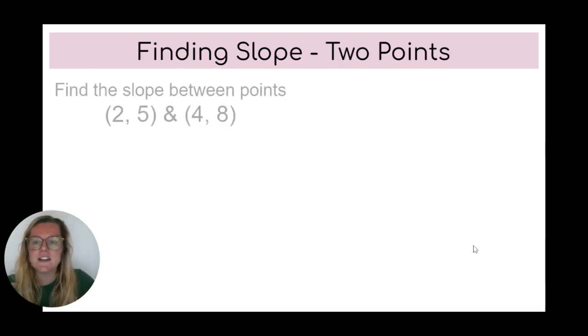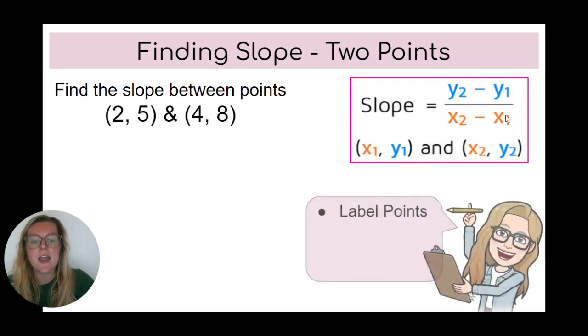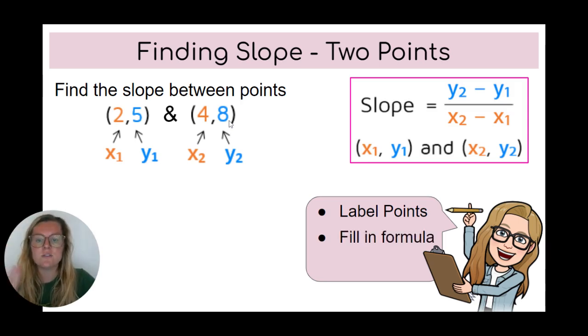Okay, so let's look at an example. We're going to find the slope between these 2 points. When we're finding the slope, again, we need to use this formula. And step 1 is going to be to label the points. So notice x1, y1. We're going to say, hey, this is the x value of our first point. This is the y value of our first point. And then x value of my second point and y value of my second point. So label first.